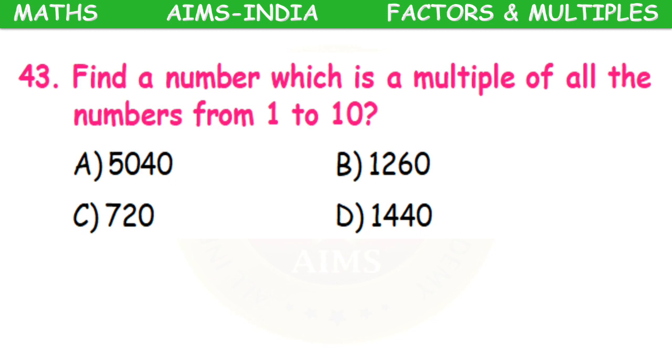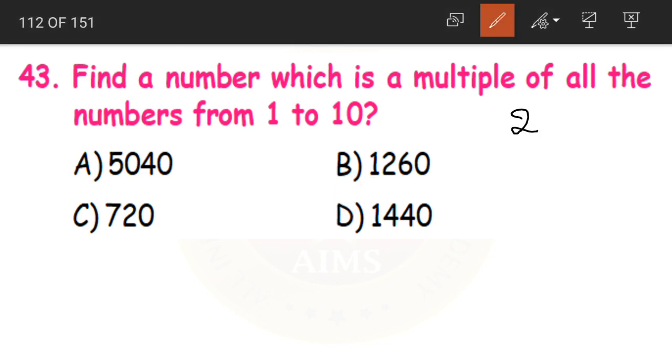Next, question 43. Find a number which is a multiple of all the numbers from 1 to 10. Yes, from these given numbers it should be a multiple of all the numbers from 1 to 10 children. Now we know the divisibility rules for 2, 3, 5, 6, 9 and 10. Yes. Now first let us apply it to all the numbers. Now for a number to be divisible by 2, it should be an even number. So all are even numbers.